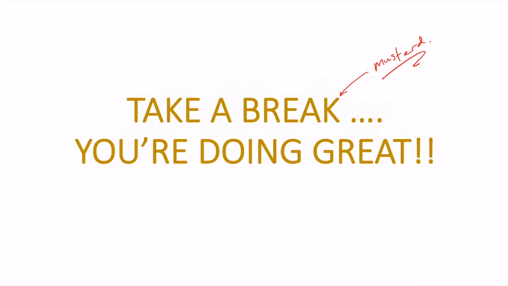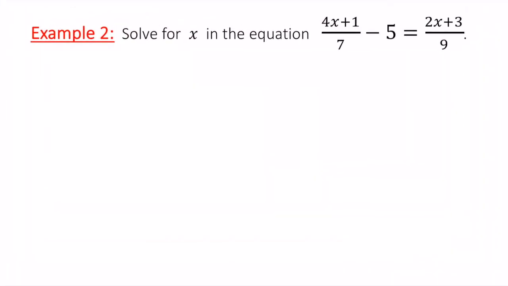Okay, moving on. For our second example, we're going to solve for x in the equation 4x plus 1 over 7 minus 5 equals 2x plus 3 over 9. So this is a little bit different than the last one, because the last one we would have only had something like 4x over 7, not 4x plus 1 all over 7.